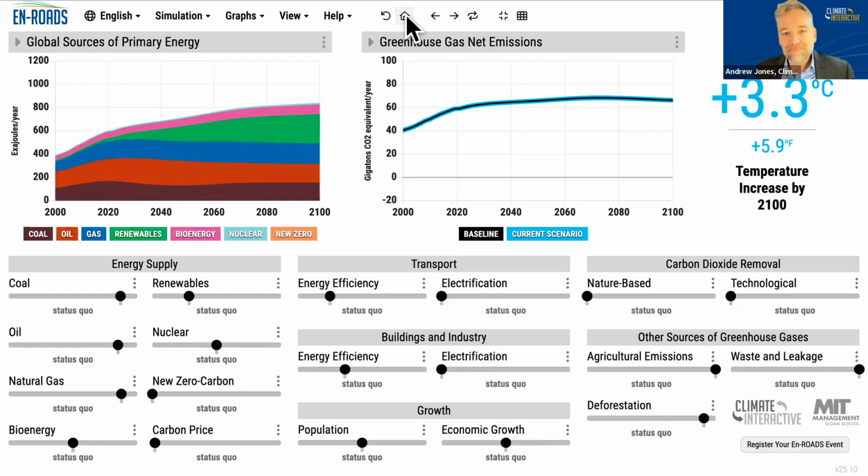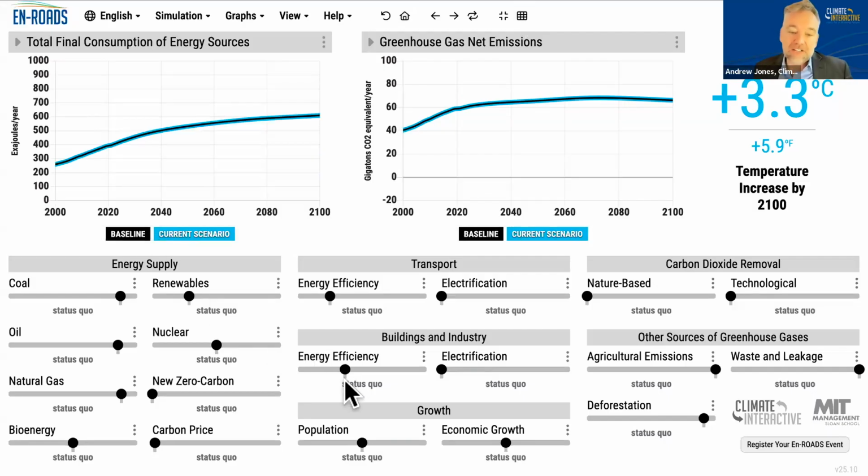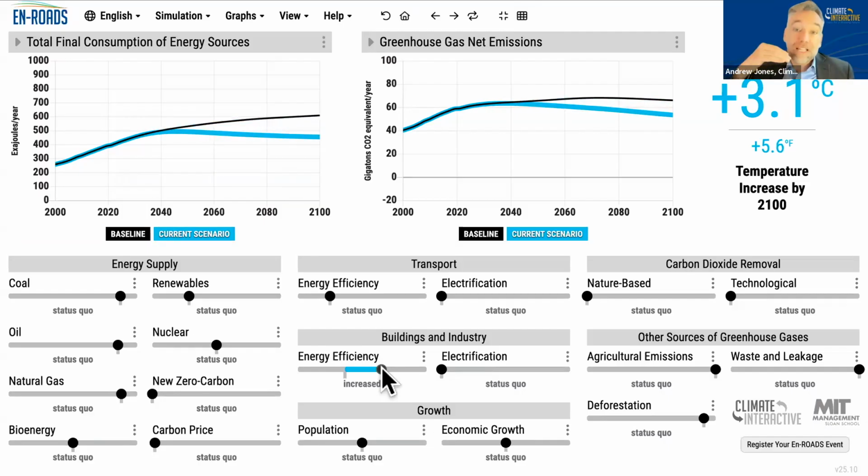Did anyone ask about district heating? We have a question about district heating. Great. Yeah. So with district heating, one of the most exciting things is the effect of energy efficiency. So when you see this energy source, final consumption of energy, with energy efficiency, we find that we can really bend the curve on overall consumption.